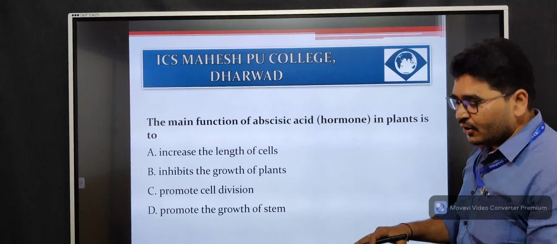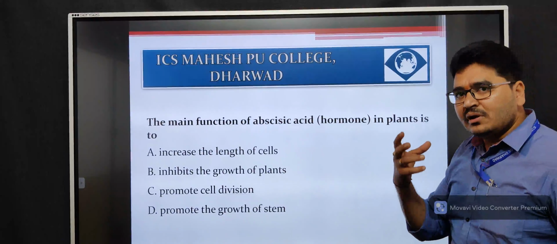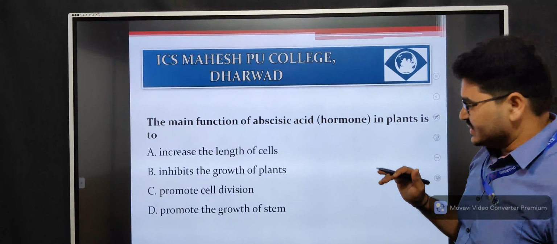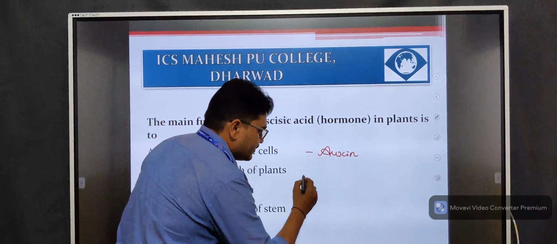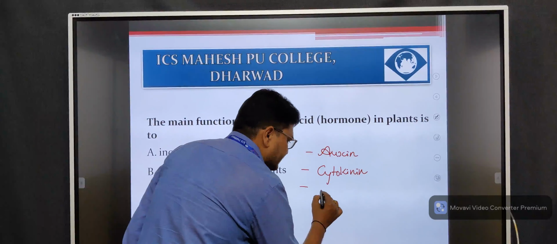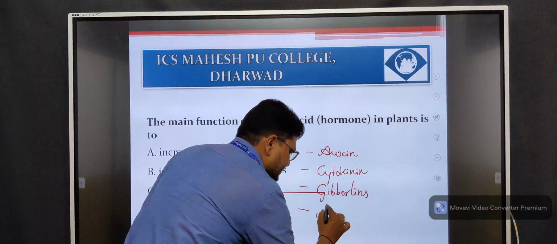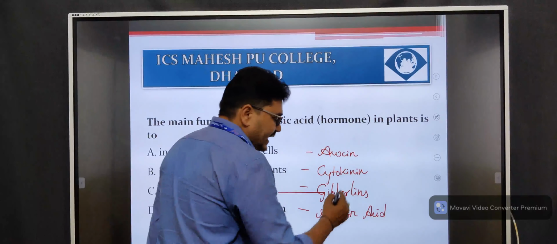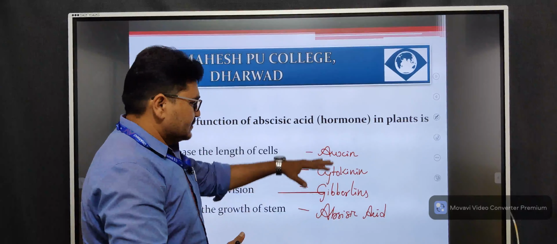Here, what they are expecting you to find out is the action of abscisic acid on plants. As we know, this is about the hormonal part of the plant, so first we need to understand what types of hormones we come across in plants. In plants we come across auxin, cytokinin, gibberellin, and last, abscisic acid. So basically, in the theoretical part we have already studied 4 types of hormones we come across in these plants.